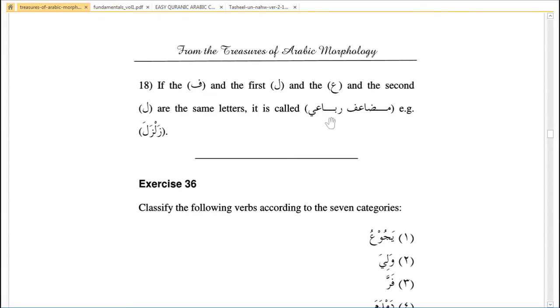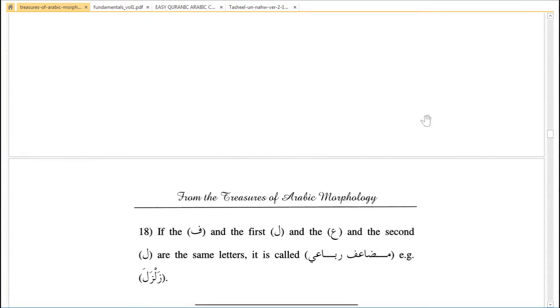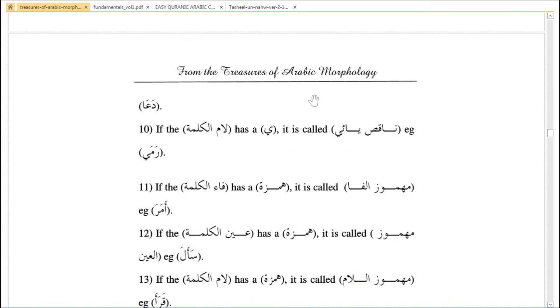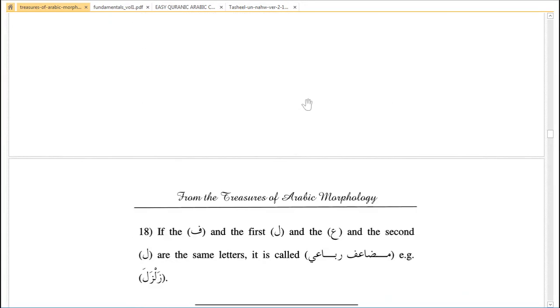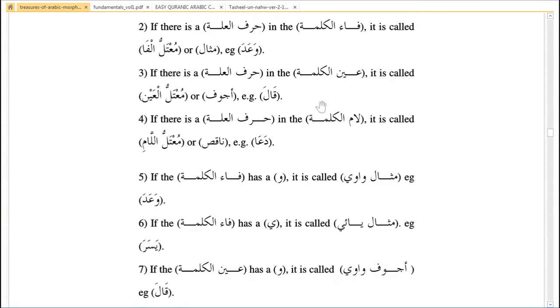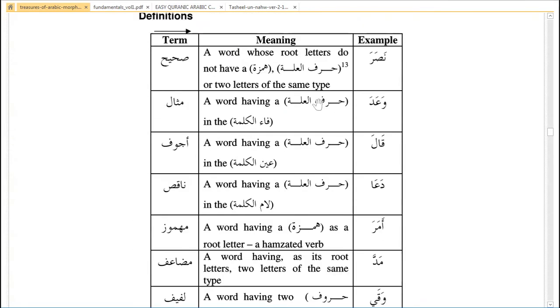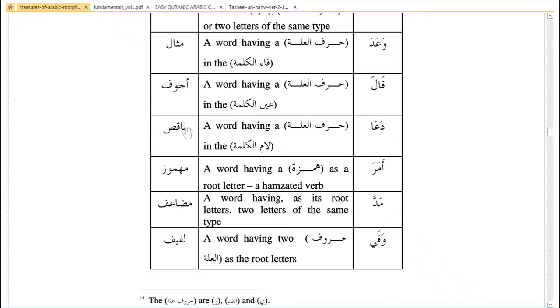For rubai, I think we have not studied rubai, but rubai at the end has two lam. So za is lam kalima and lam is lam kalima. So it's fa kalima, ain kalima, and lam kalima. Just for your understanding, inshallah. I hope you have understood. Just remember the names that we have studied: the sahih, mithal, ajwaf, naqis, mahmuz, mudaf, lafif.